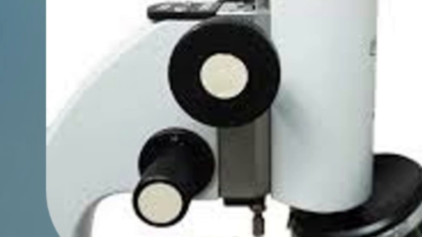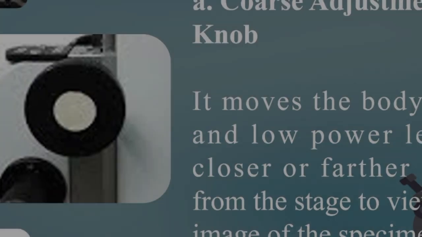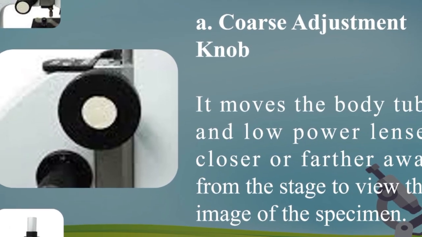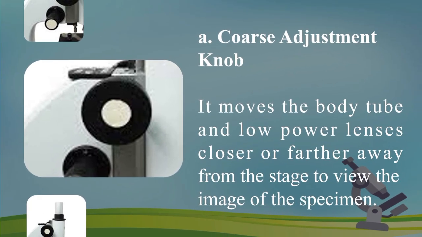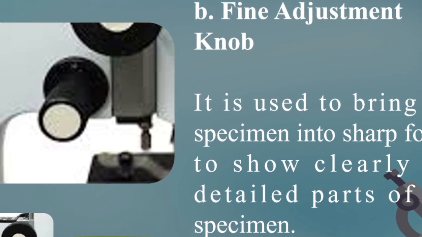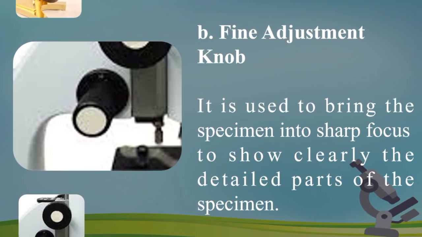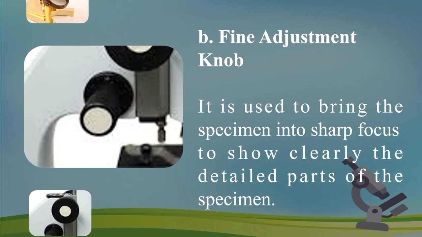We have two types of adjusting knobs. First is the coarse adjustment knob. It moves the body tube and low-power lenses closer or farther away from the stage to view the image of the specimen. Second is the fine adjustment knob. It is used to bring the specimen into sharp focus to show clearly the detailed parts of the specimen. The fine adjustment knob is moved slower, or shorter in terms of distance, than the coarse adjustment knob.